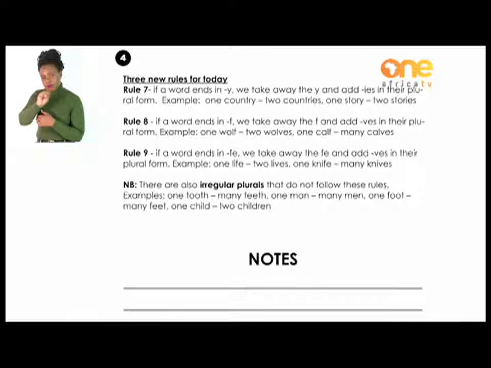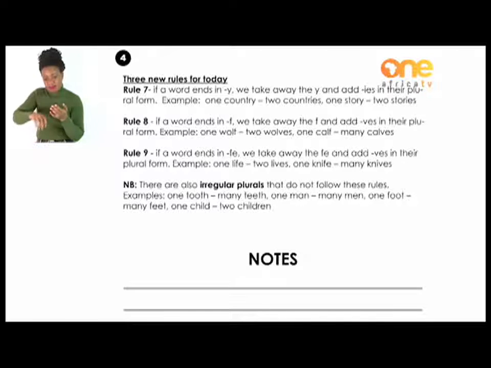Let's go to rule number 8. If a word ends in F, we take away the F and add VES. The way you take away the Y, if the word ends with an F, remove it. Throw away the F, but replace it with VES. Let's look at the examples. Example number 1 is a wolf. It's ending with F. When there are many wolves, we have replaced the F. F is no longer there. We replaced it with VES. Calf, calves.